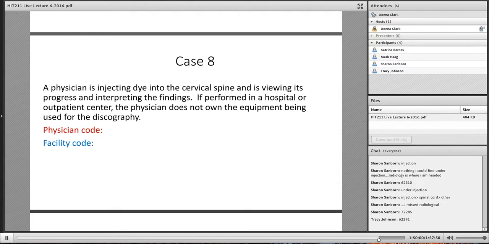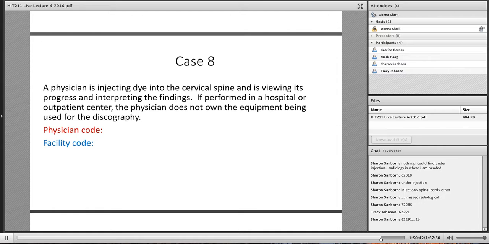72285 is discography, cervical or thoracic, radiological supervision and interpretation. So that's the radiology portion. Now, for the physician code, they're going to code 62291, and then they're going to code 72285, and we're going to use modifier what? What's the modifier for the physician? 26. There you go.